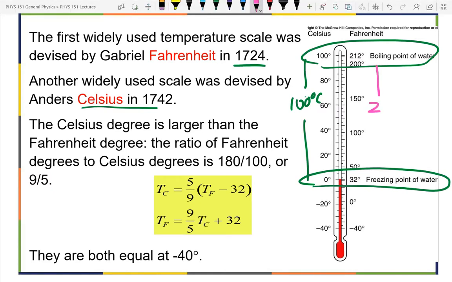So a temperature change, now let me show you something. I should have written it like that.